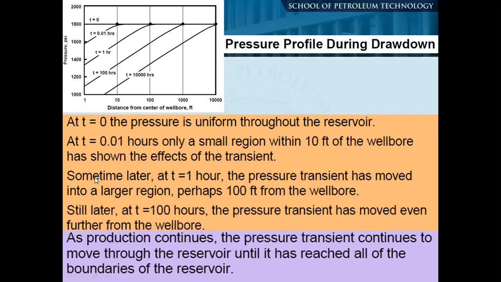As production continues, the pressure transient continues to move through the reservoir until it has reached all the boundaries of the reservoir. When it is moving from here to the boundary, the reservoir appears to be infinitely acting. That means whatever production or maybe buildup we are doing, the support may be equally right from the boundary of your skin to the outer boundary of the reservoir. That is how we are getting the response, and that response is in terms of pressure.